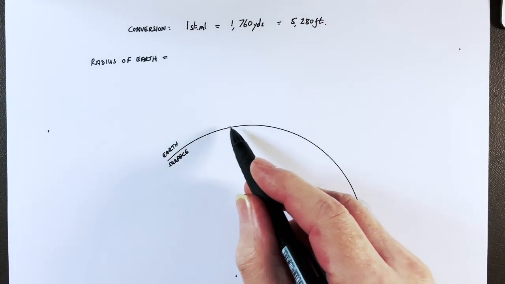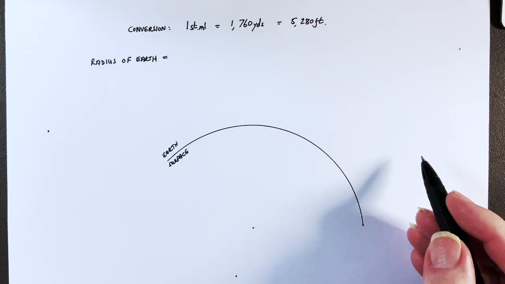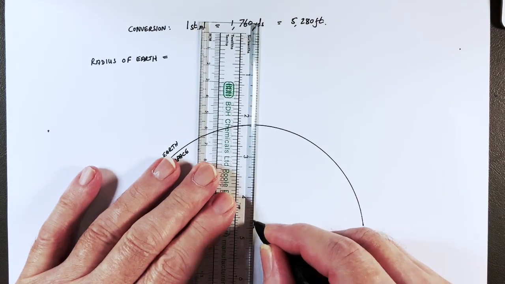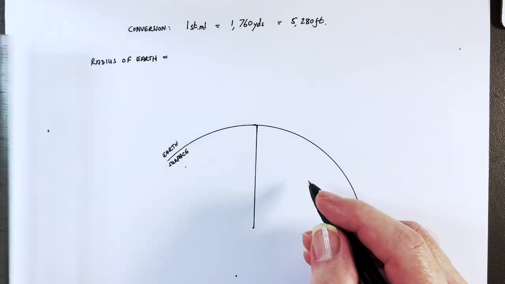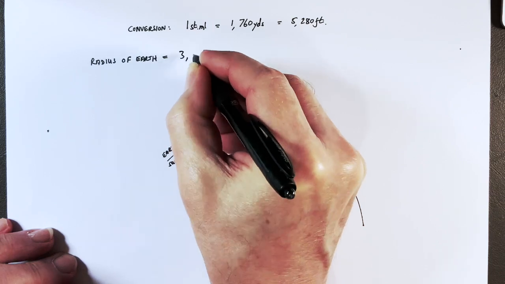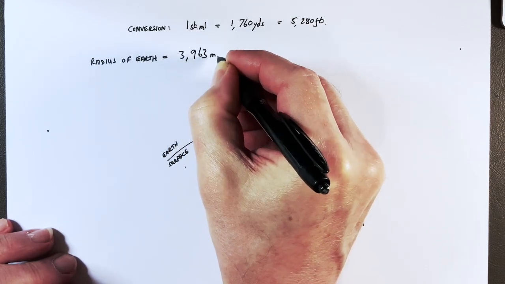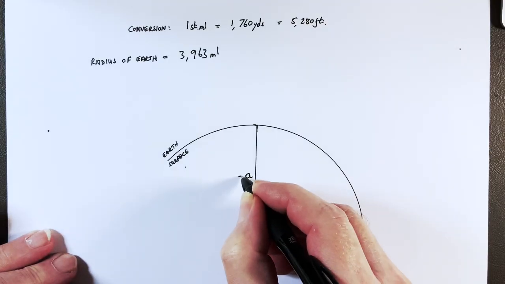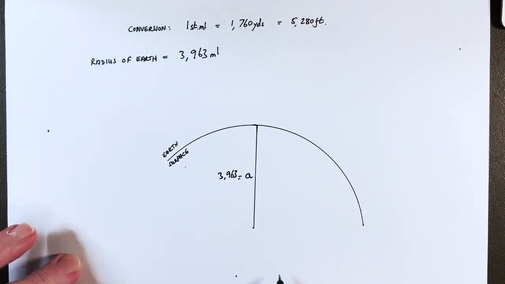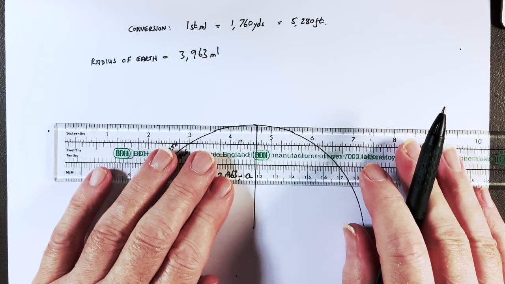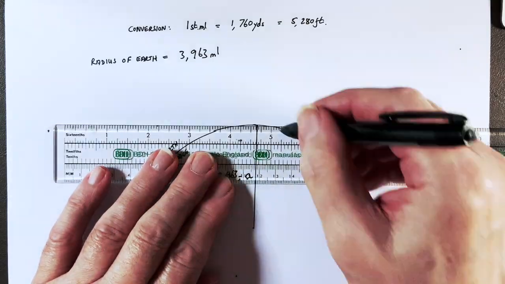Here is a representation of the surface of the Earth. This is something you would never have been taught in school. Let us draw from the centre to the surface. Now, that will be the radius of the Earth. And the radius of the Earth is 3,963 statute miles, as we are told. So we know this distance A equals 3,963.